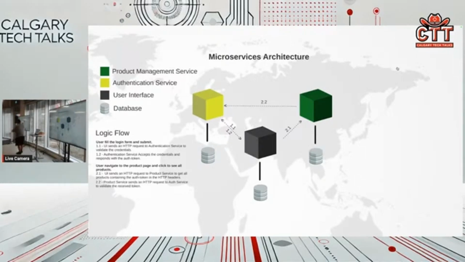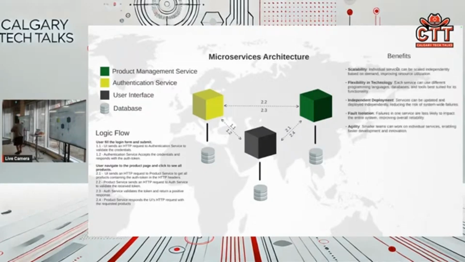The product service, in order to validate this token, will communicate with the authentication service and say, okay, I received a request, here's my token, is it valid? So if it is valid, the authentication service will validate the token, and then after that, the product management service will return to the UI request with the requested product.